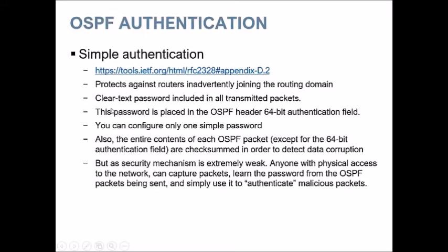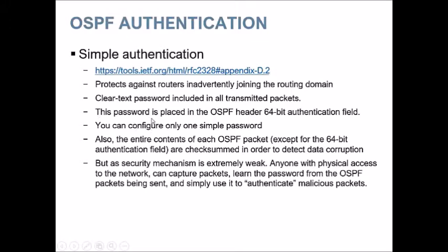The problem with simple authentication, and I'm sure you can figure that out, is that the password is in clear text and it's included in all transmitted packets. So if a person who is trying to inject wrong routing information into my domain is capturing traffic on that link, that person will be able to see the password and then use it to communicate with my routers. So it's not the strongest way of protecting my OSPF routers.